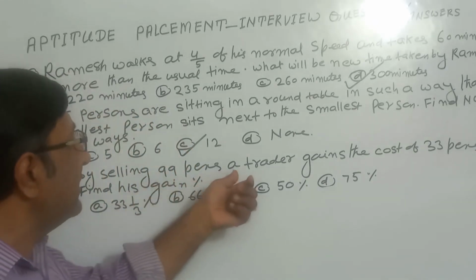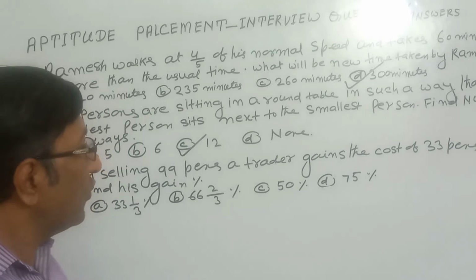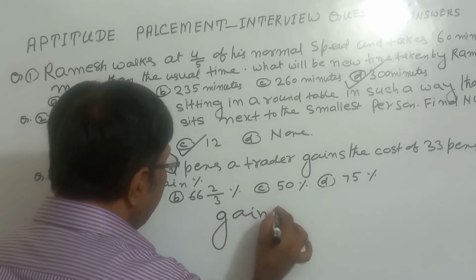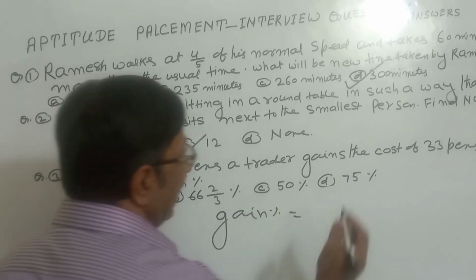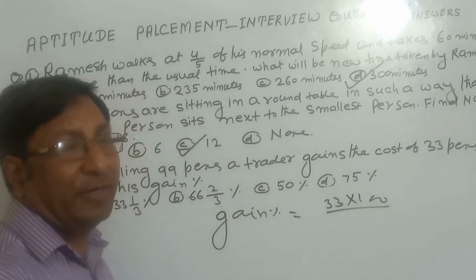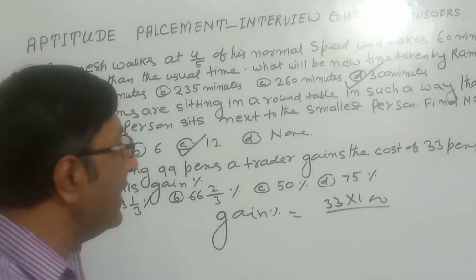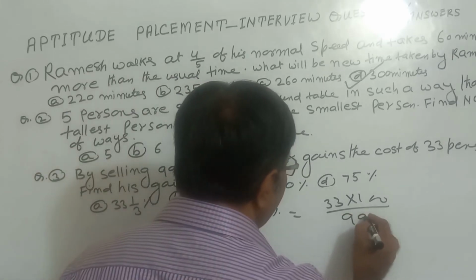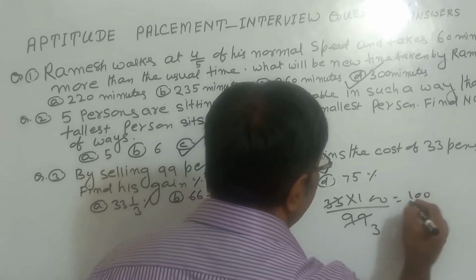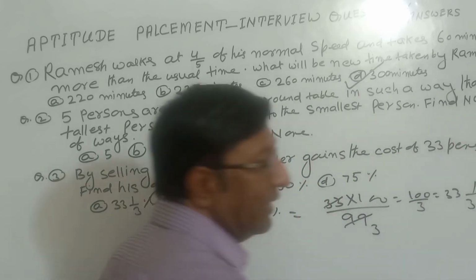And selling 99 pens. So if we find the cost price of 99 pens, it is 99. So we need to find the gain percent. So you know, gain percent is equal to gain into 100 divided by cost price. Here the gain is 33, so this is 33 into 100. The cost price of 99 pens is 99. So 33 threes are 99. So we get 100 by 3. So this is 33 and 1 by 3 percent gain, which is the right answer.